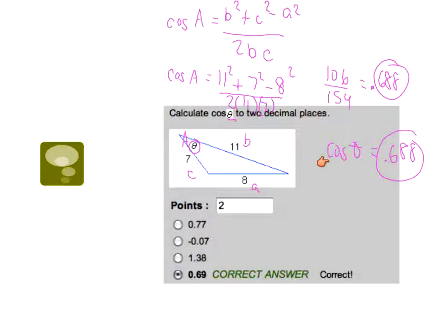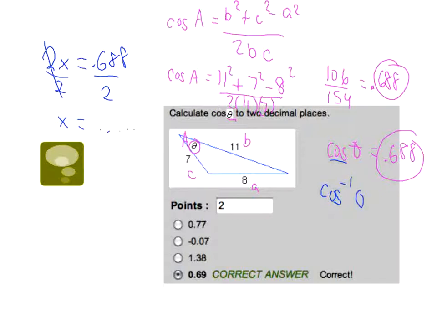How do I get theta by itself here? Because this is coming up on the next slide. It's been a while, but it's not too tricky. So think about this. If I have 2x equals 0.688, how do I get rid of the 2? I divide by 2, right? And then I would get my answer. So over here, how am I going to get rid of a cosine? Anybody know? We're going to do cosine to the -1. Or in other words, we're going to do the inverse.